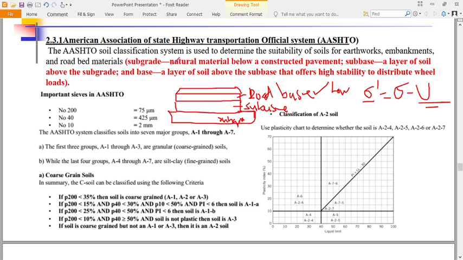So the actual soil classification system is used to determine the stability of soil for earthworks, embankment, and road bed, what we call the subgrade. Subgrade is a natural material below a constructed pavement, what we call the road bed. A layer of soil above the subgrade is called the sub-base, and the layer above the sub-base, which offers high stability to distribution of wheel load, is what we call the base, the road base. This road base material should be of higher quality.